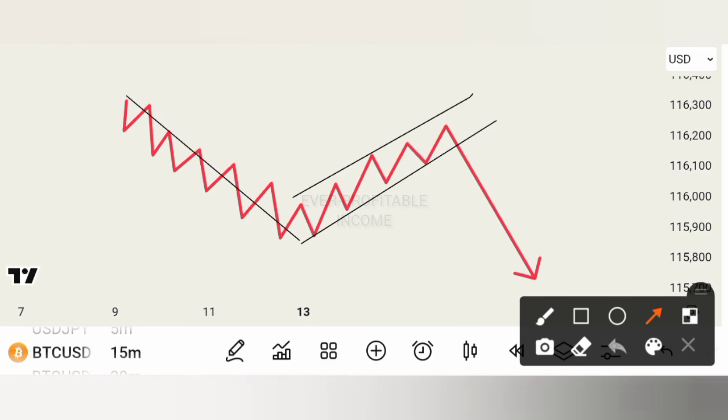Okay, now coming up next, I'm going to show you how to identify a valid flag pattern versus a fake one. This is where most traders lose money.